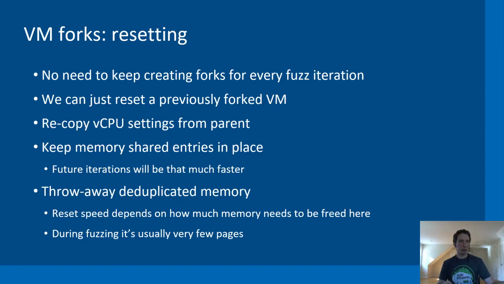So resetting a VM fork is a nice performance optimization. Again, just creating a new VM fork would be possible for each fuzzing iteration, but it actually turns out that it is a lot faster to just reset an existing fork, depending on how much memory got deduplicated for it. So we can just throw away the deduplicated memory for a VM fork and recopy the vCPU parameters from the parent VM. And in a lot of cases, this is a lot faster than creating a full VM fork, simply because you don't have to allocate new metadata structures for the new VM that tracks things like domain ID and a couple of other things. Resetting a VM is lower overhead.